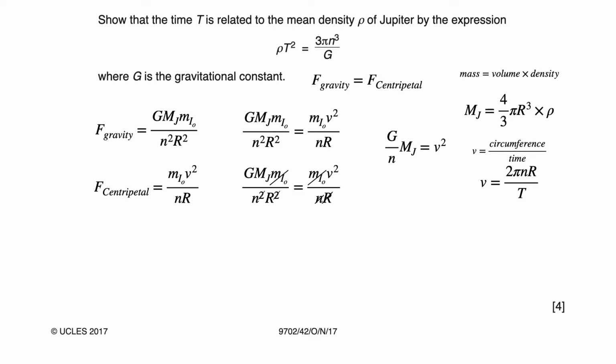Now let's take this equation G n m j, mass of Jupiter, equal to velocity square, and replace what are the informations that we had now. So instead of mj I am going to put 4 by 3 pi r cube rho, and instead of v I am going to put 2 pi nr divided by t. So if I replace everything here, v we define as 2 pi nr divided by t. So what we have here is v square. So we have to square everything. So what we get, 2 square pi square n square r square divided by t square.